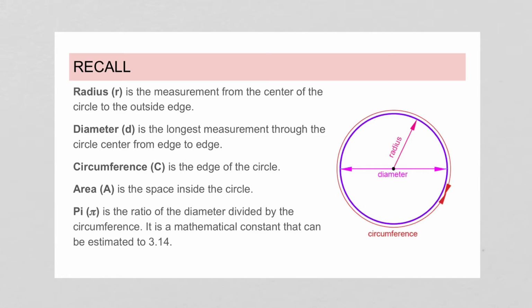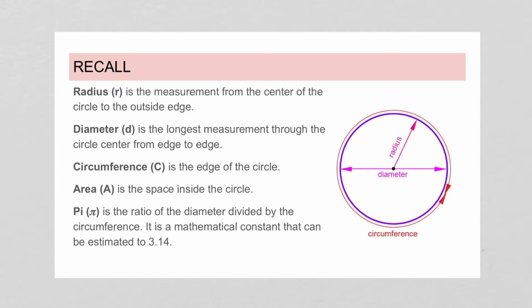You can read this for yourself, but if you look over at the circle on the right, the diameter goes from edge to edge right through the circle center. The radius is half that. The circumference is the measurement of the edge around the outside. The area is all the space inside. And we know that pi is the ratio of the circumference divided by the diameter. It is a mathematical constant that can be estimated at 3.14.